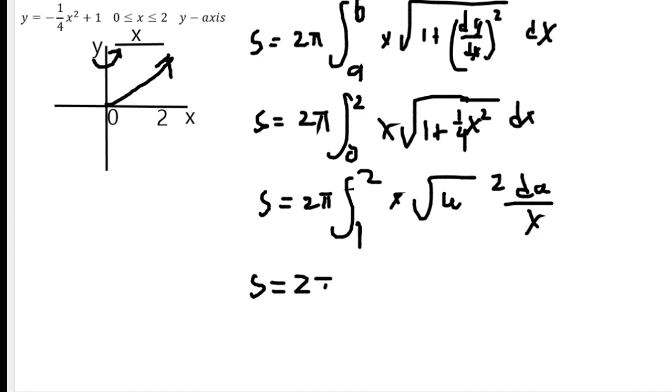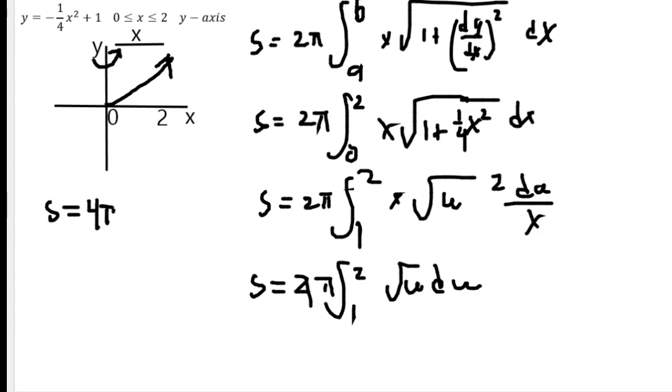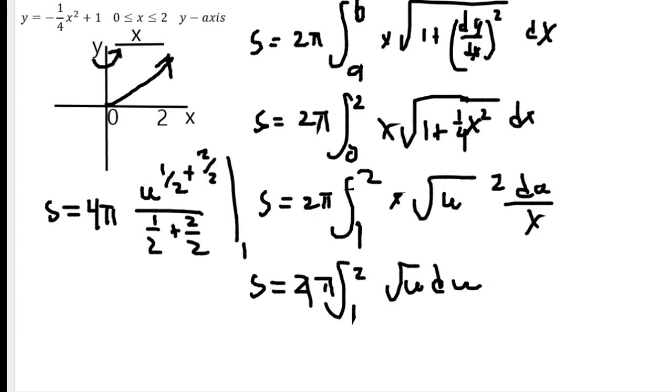Now we can just cancel x. So we got the integral from 1 to 2 of the square root of u. Do we have 2 here? Okay, that's going to be 4 pi. Okay, now let's integrate this. So s equals 4 pi, and it's going to be u to the 1/2 plus, let's make this a fraction, so 2 over 2. We have 3 over 2 in the denominator, but we're not going to put it though.